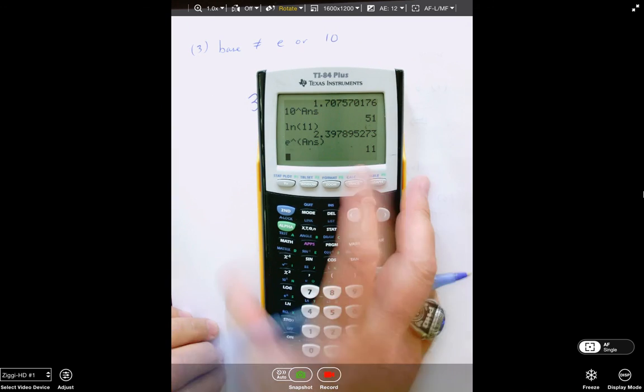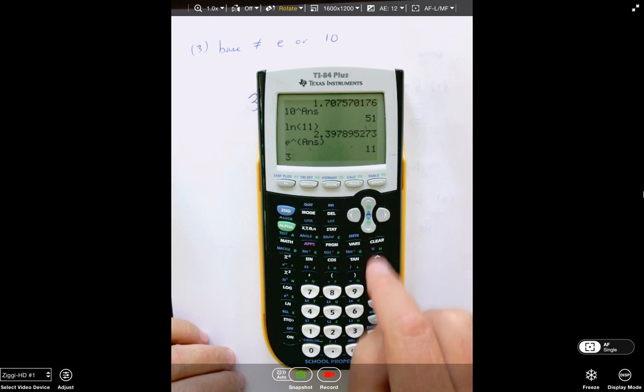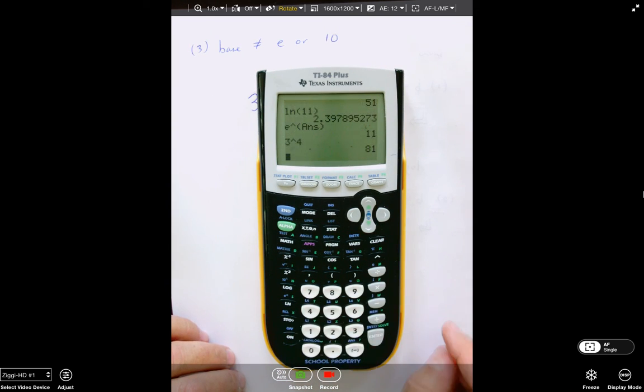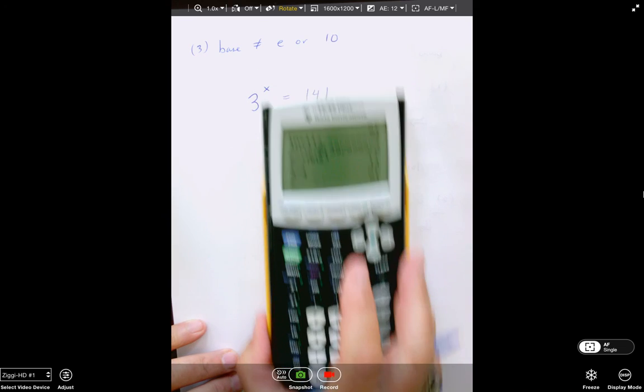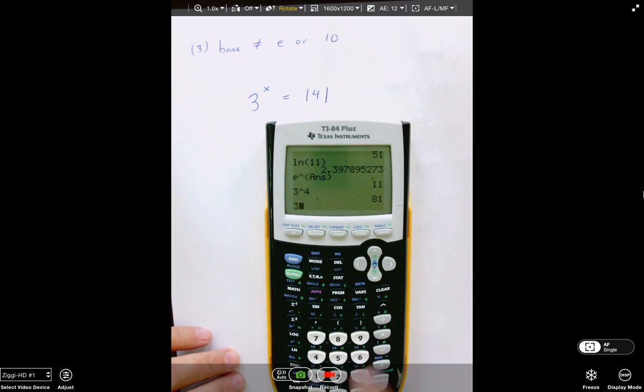Well, I know that 3 raised to the 4th power is 81, and 3 raised to the 5th power is 243, so I know it's going to be somewhere between 4 and 5, so x is going to be 4 point something, but what is it? Well, I could do trial and error.